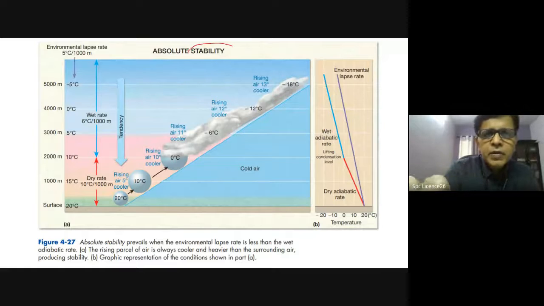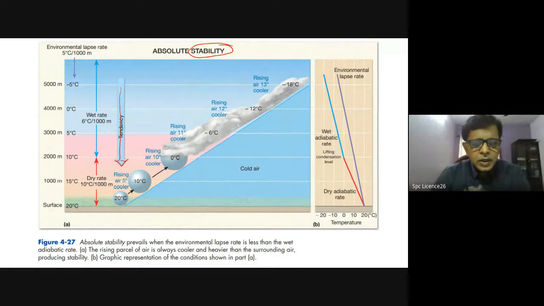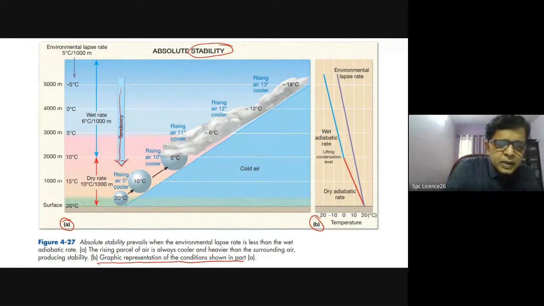Stable means, as I've already said, the tendency is to come down. Why should it come down? To understand what you see in front of you, let me explain this diagram. You have two parts of this slide, A and B. Part B is the graphical representation of the conditions shown in part A. Part A is the rising air parcel which stays cooler and heavier, and that is why it is producing stability.